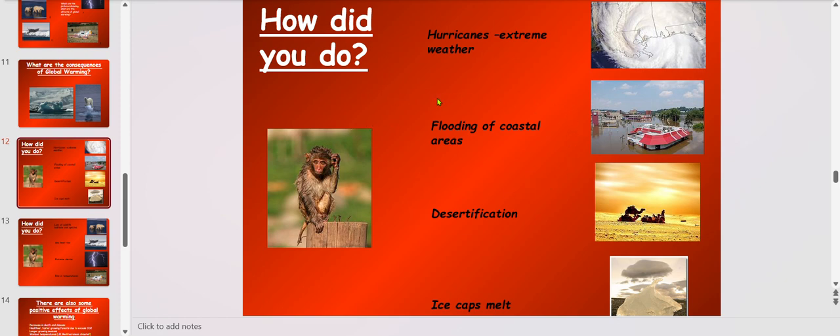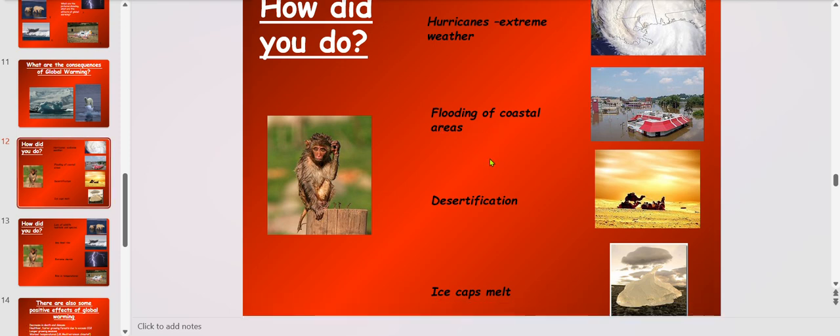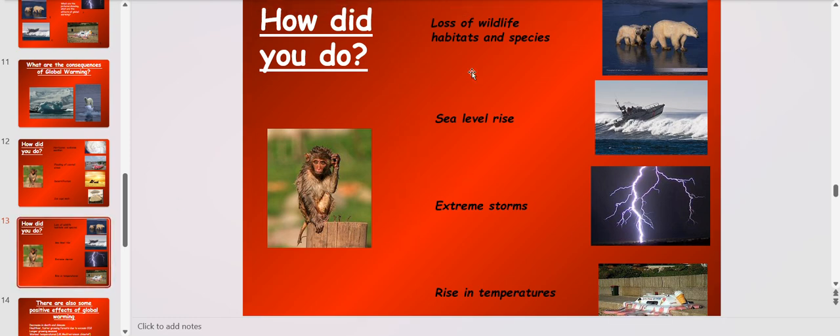So for global warming, what natural calamities are there that we get affected by? They are hurricanes, extreme weather, flooding of coastal areas, desertification, ice caps melt. Then comes loss of wildlife habitats and species, sea level rise, extreme storms, rise in temperatures.